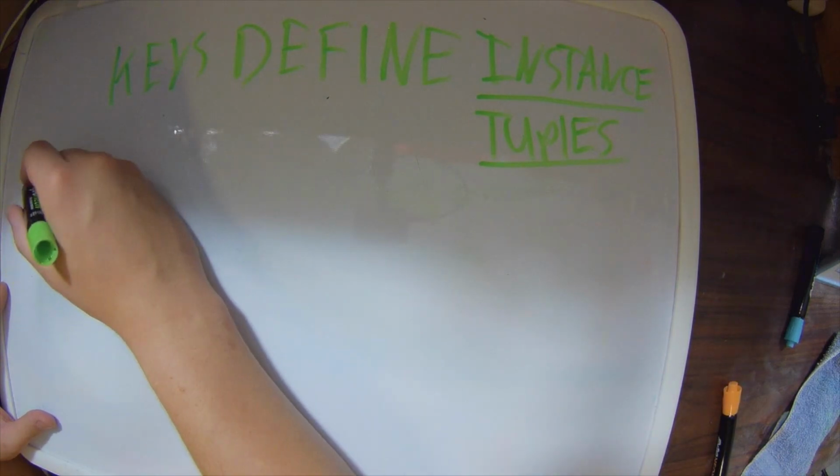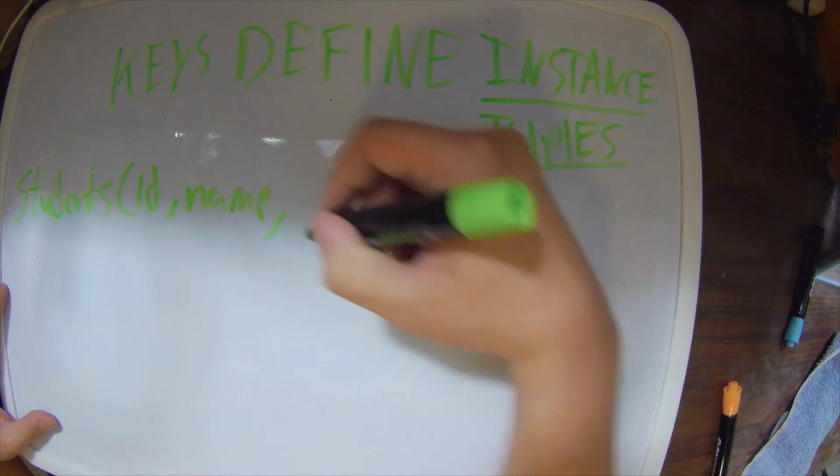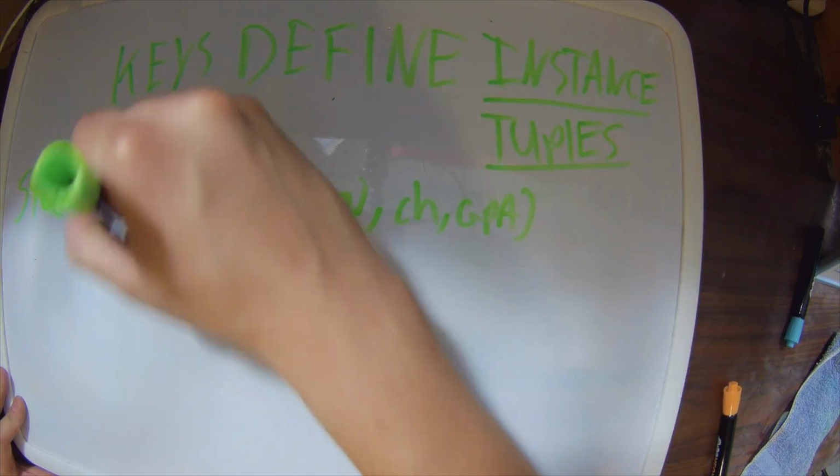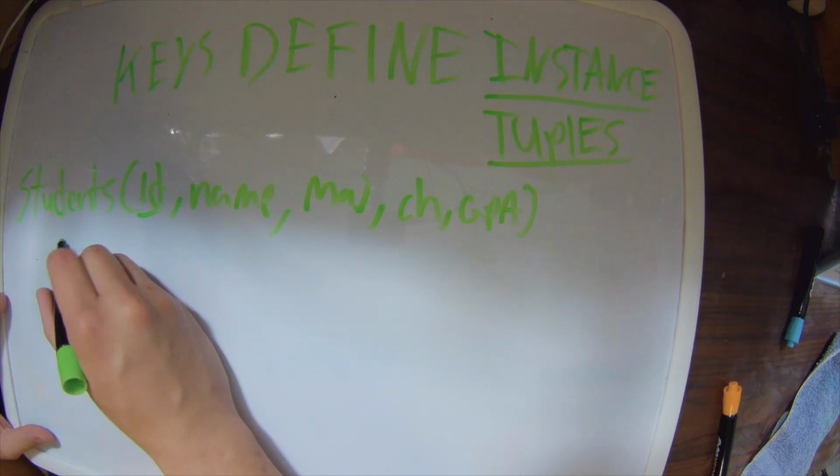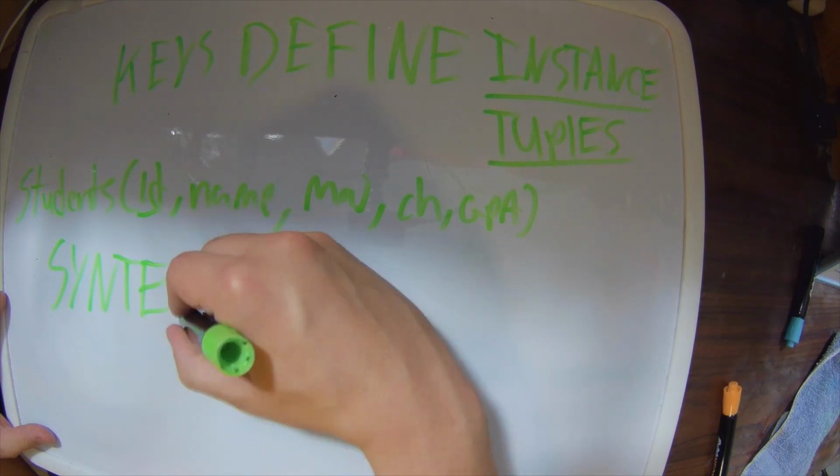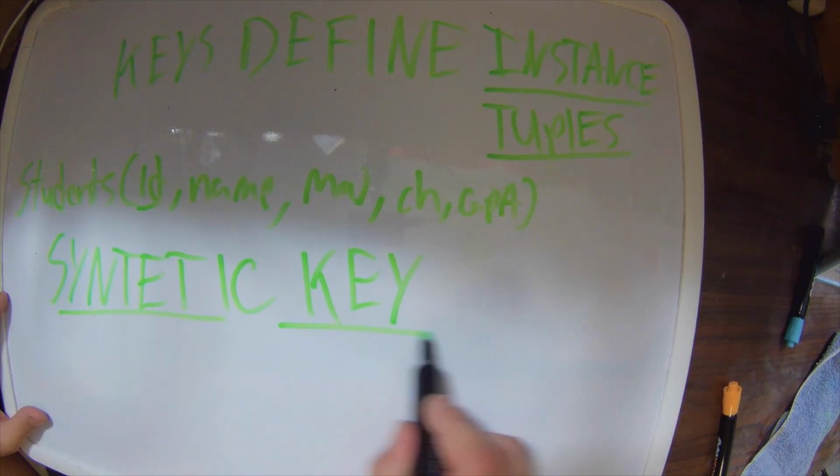Now you may be seeing an issue with this. What if we have more than one student with the same name and same major? Well, then we create a synthetic key known as ID. Most of you guys probably have a student ID, and this is one that is made up so we know it's completely unique and will always give us the same student.